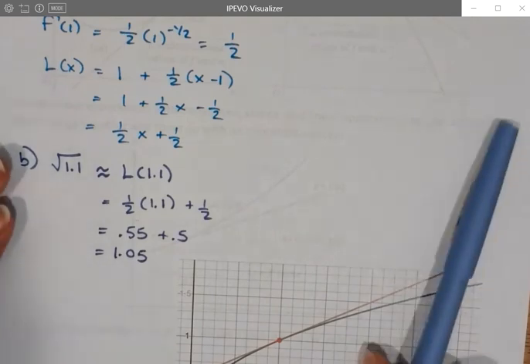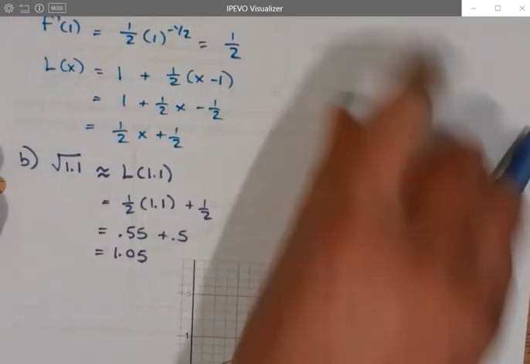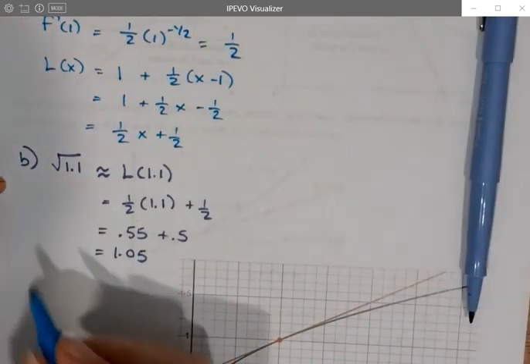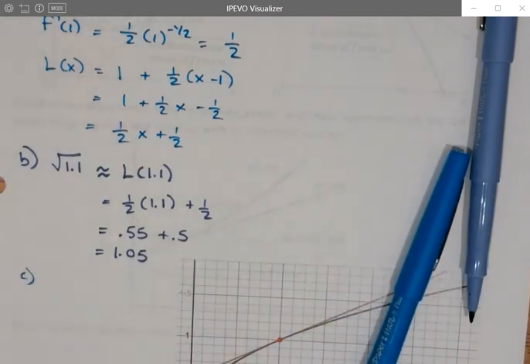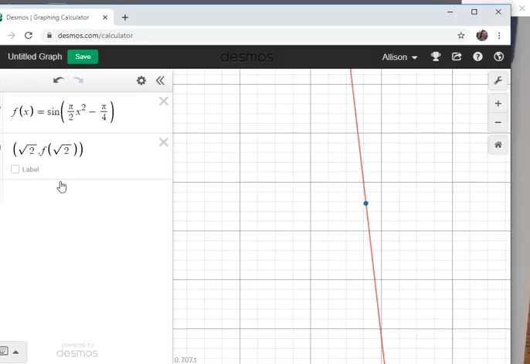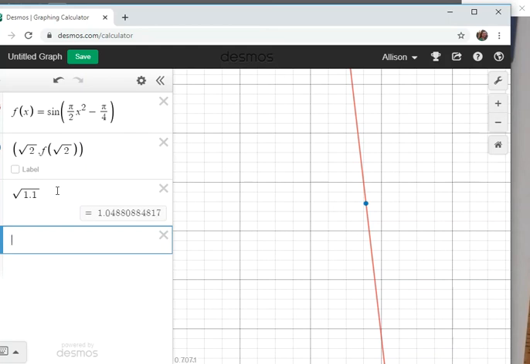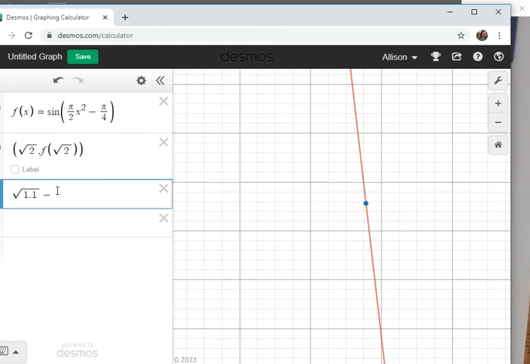Okay. Now compute the magnitude of the error by getting the actual value. So in part C, we can get that actual value of the square root of 1.1. It comes out as 1.048, so we're really close. And so the magnitude of the error, we're just going to subtract those two things. So minus 1.05. Magnitude just means unsigned, so we won't use the negative.